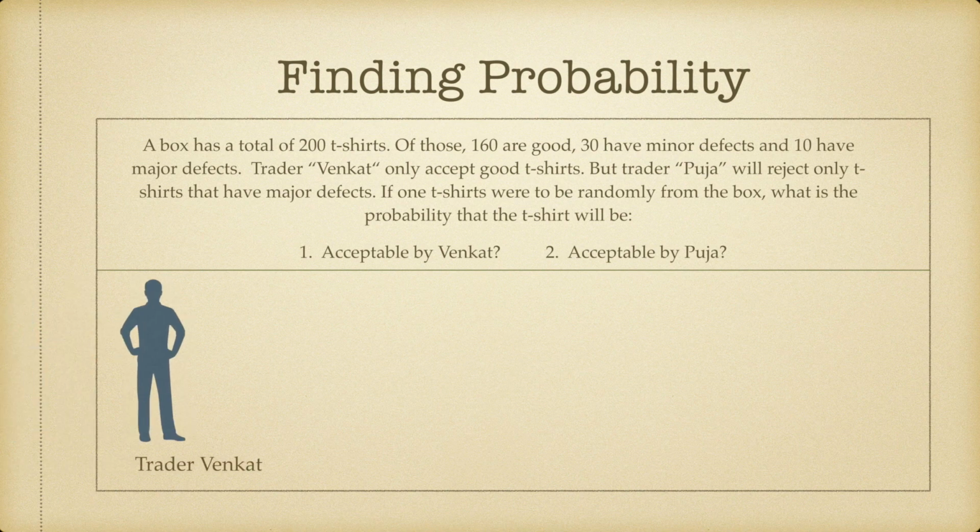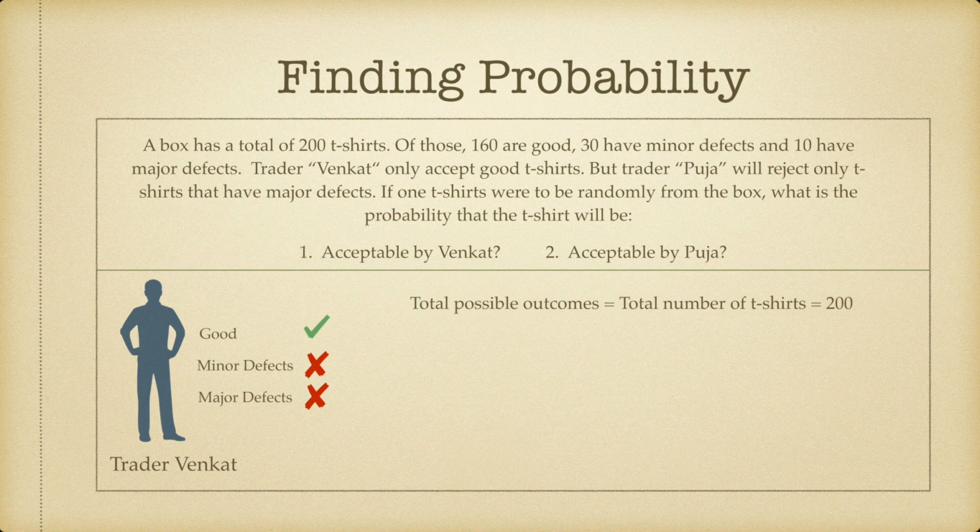So here is trader Venkat. What are Venkat's criteria? Venkat will accept good t-shirts. Venkat will reject t-shirts with minor defects. He will reject t-shirts with major defects. So the total possible outcomes will be equal to the total number of t-shirts, which is 200.